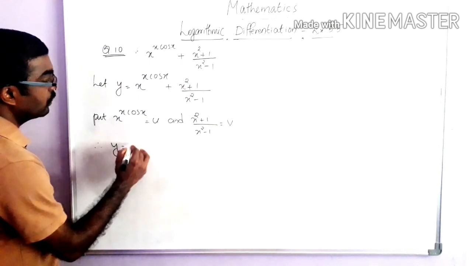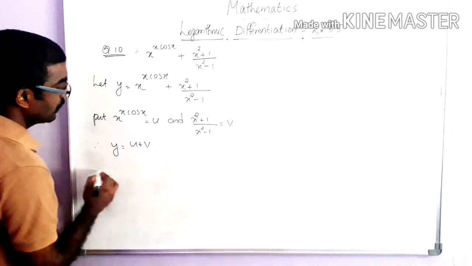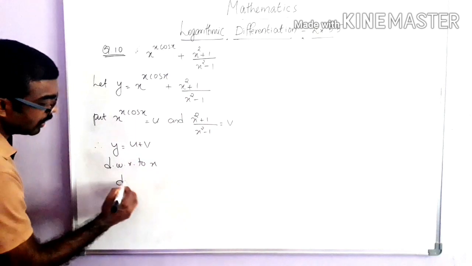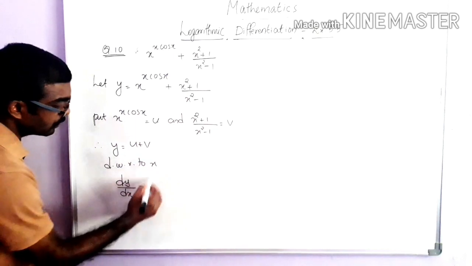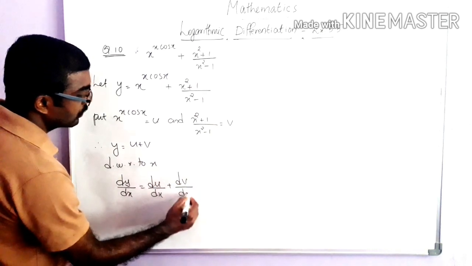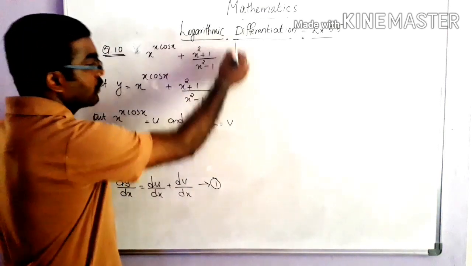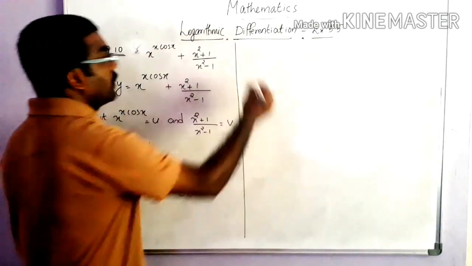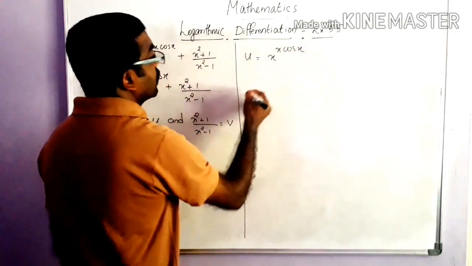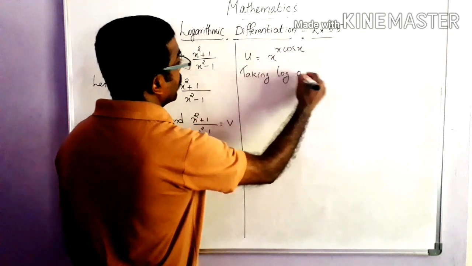Therefore y is equal to this one u and the second one v, that is u plus v, and we can differentiate with respect to x, that is dy by dx is equal to du by dx plus dv by dx. We can take it as equation number 1. Okay. Now take the first one, u is equal to x raised to x cos x, and we take log on both sides. So taking log on both sides.